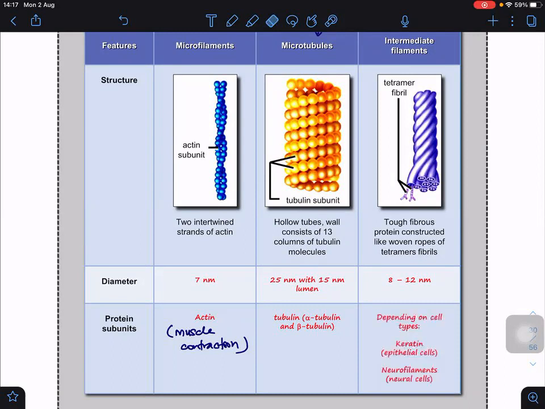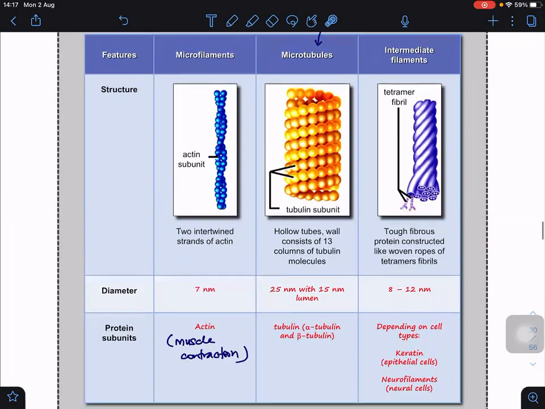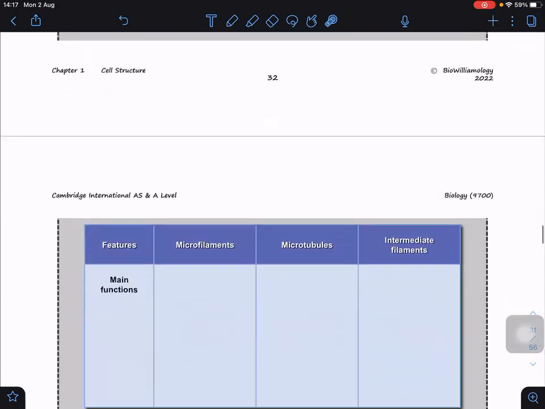For example, the intermediate filament keratin can be found in the epithelial cells. Neurofilaments can be found in the neural cells. So in our syllabus, you need not focus on the intermediate filaments at all, guys. No need, because our focus in A2 is the microfilaments. In AS, more on the microtubules. But we need to know their functions.